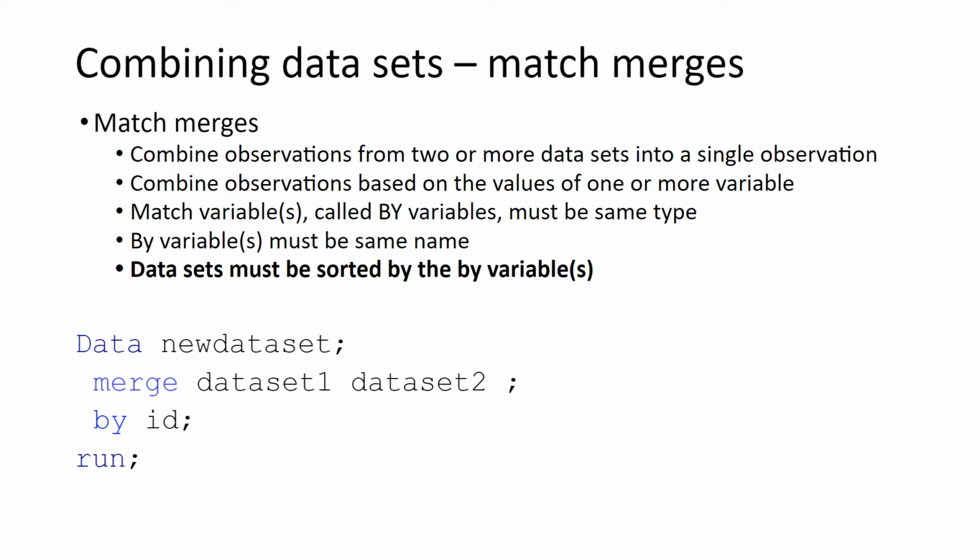You can also do a match merge in SAS, and this is using the merge statement provided with a by statement. So here you're using a data step, creating the new temporary data set from these two data sets. So you're merging those two data sets by a particular variable. Remember that whenever you use a by statement, you have to sort the data first.